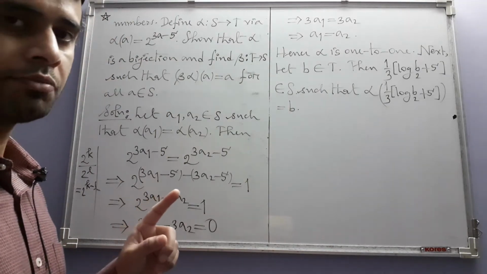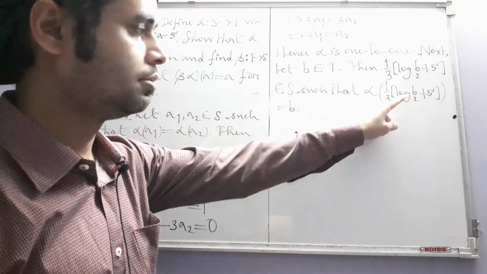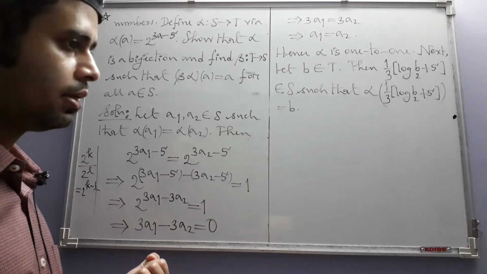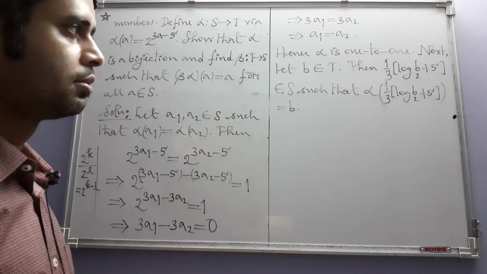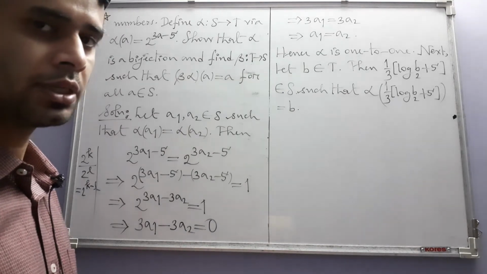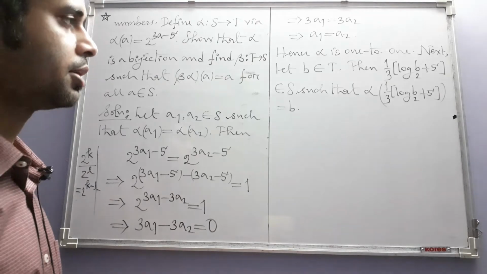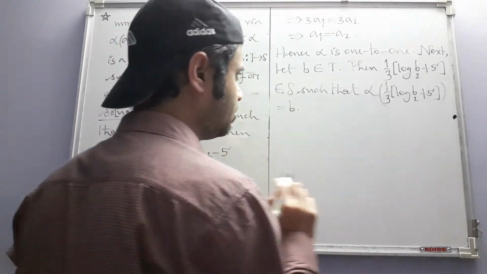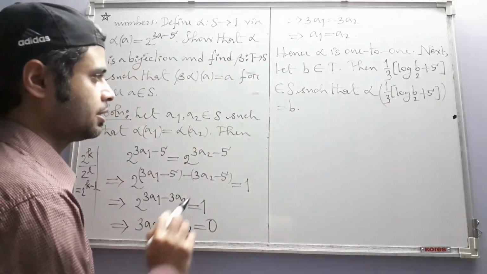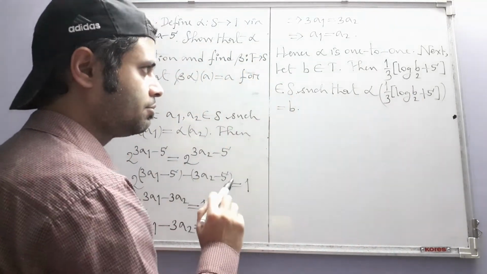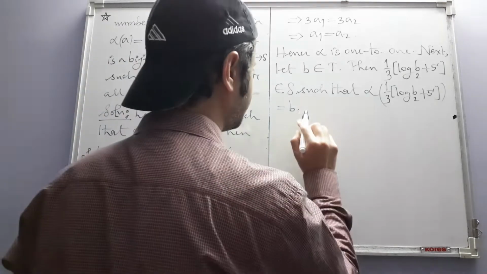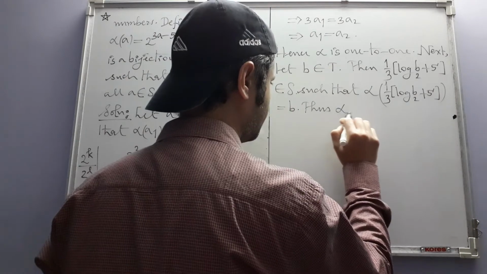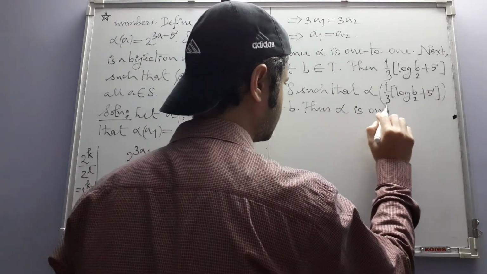Note that we have been able to write log B because B is a positive real number. For negative real numbers, also their logarithms exist, but they are complex, non-real complex numbers. For 0, however, it does not exist. Anyway, we don't have to think about such cases. For us, B is positive, so everything is fine. Thus, alpha is onto.